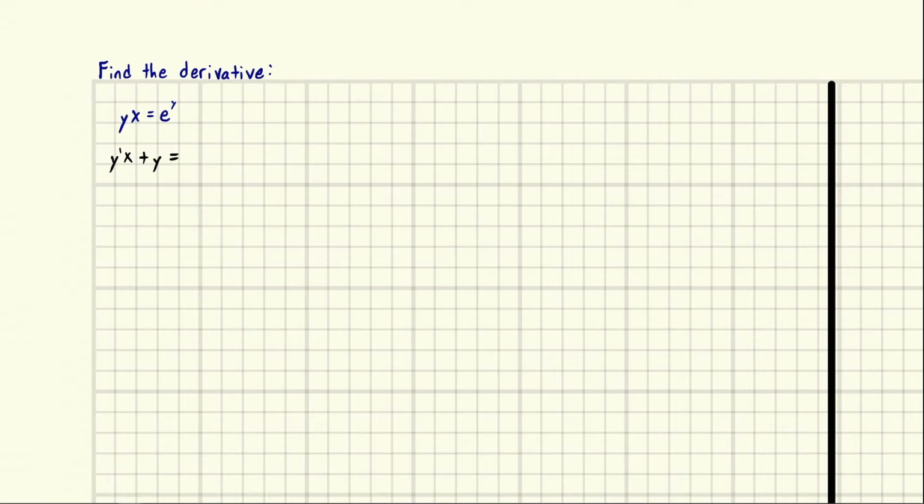And then we get equals, and if we take the derivative on this side, we have to do it to the other. And that is going to be e to the y times the derivative of the top, which is going to be y prime, the derivative of y.